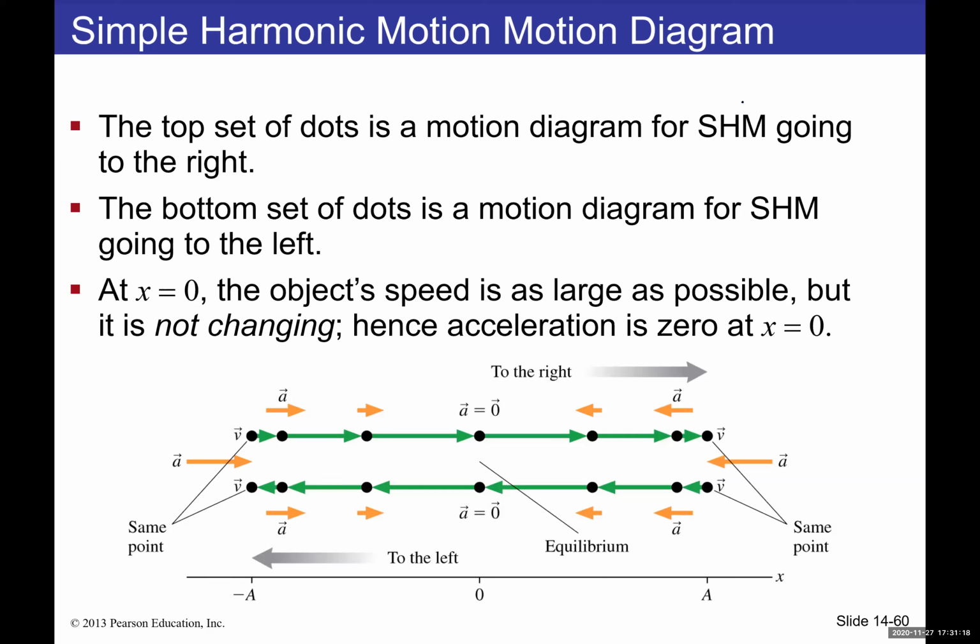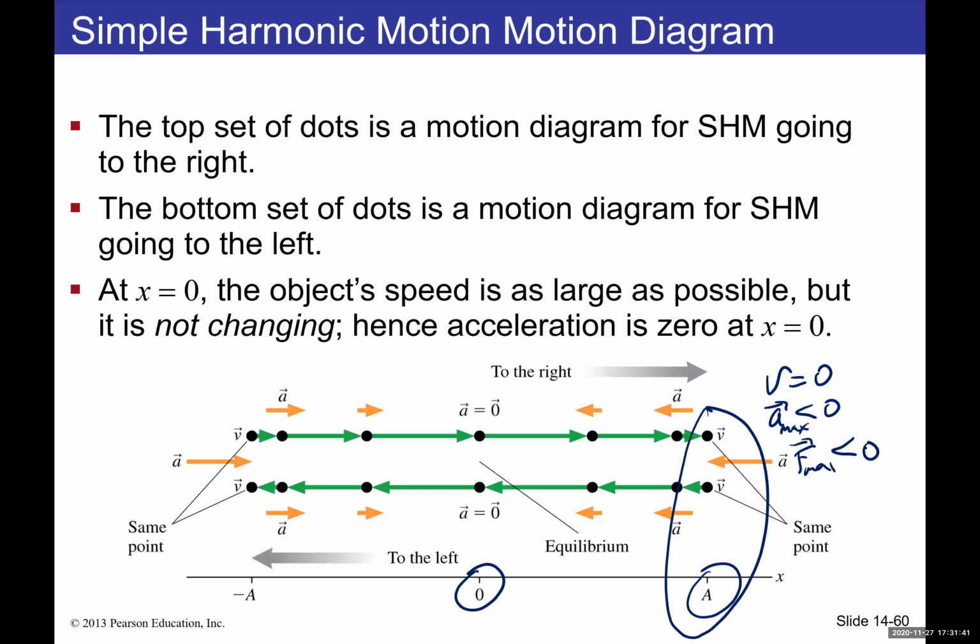All right, so over here I have all this in terms of vectors. Remember, this is x equals 0, this is x equals a. At x equals plus a, velocity was 0, acceleration was negative and maximum, and the force was maximum and negative. At x equals negative a, velocity is again 0, acceleration is maximum but positive, and force is maximum but positive, because force and acceleration now pull the system to the right, where the equilibrium is.